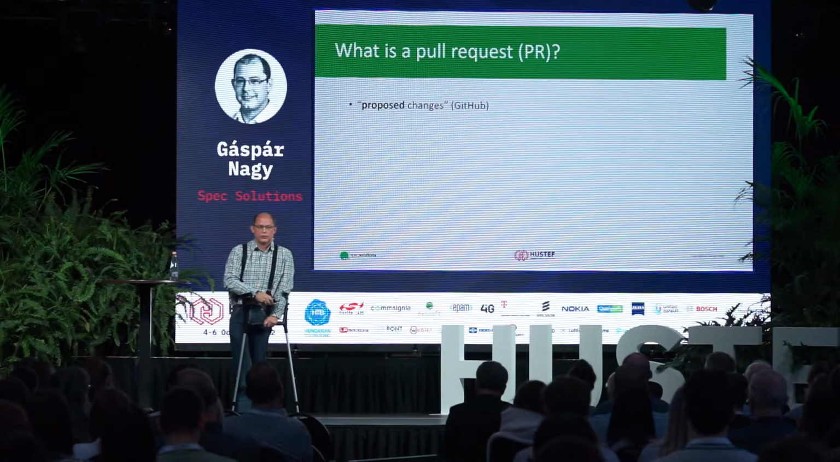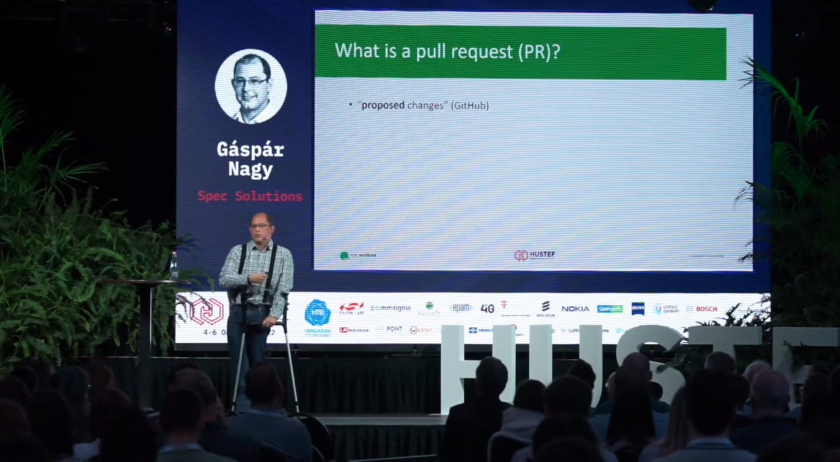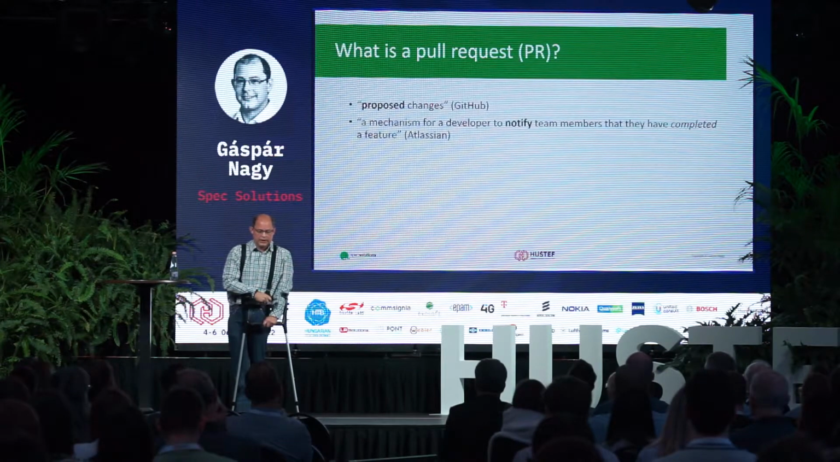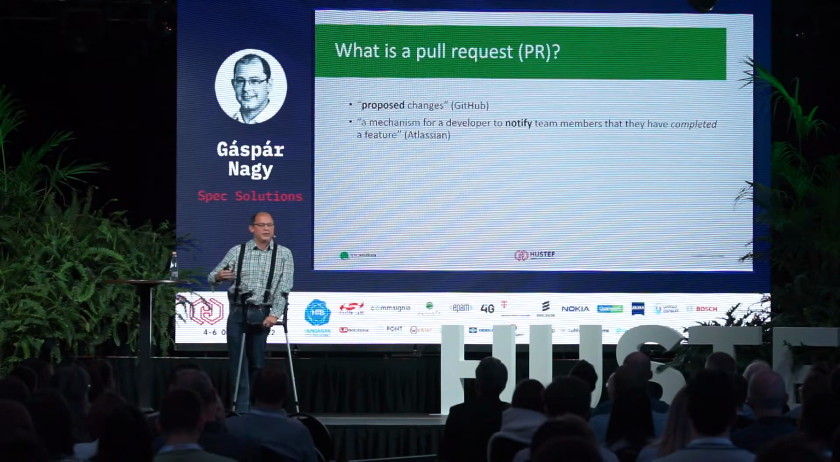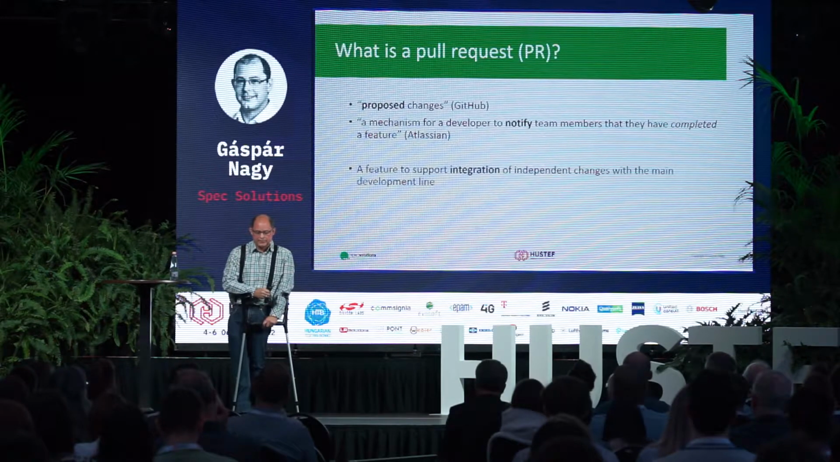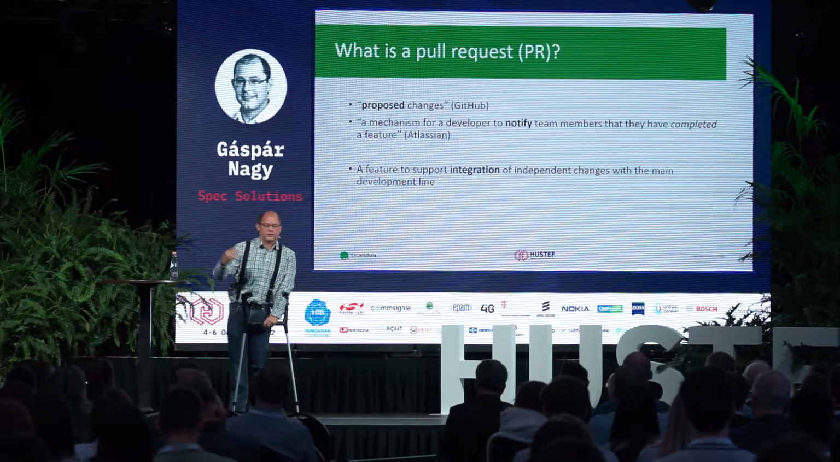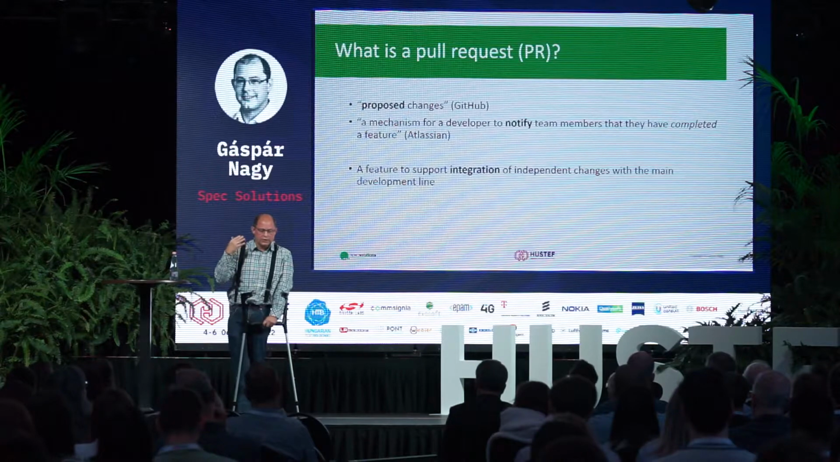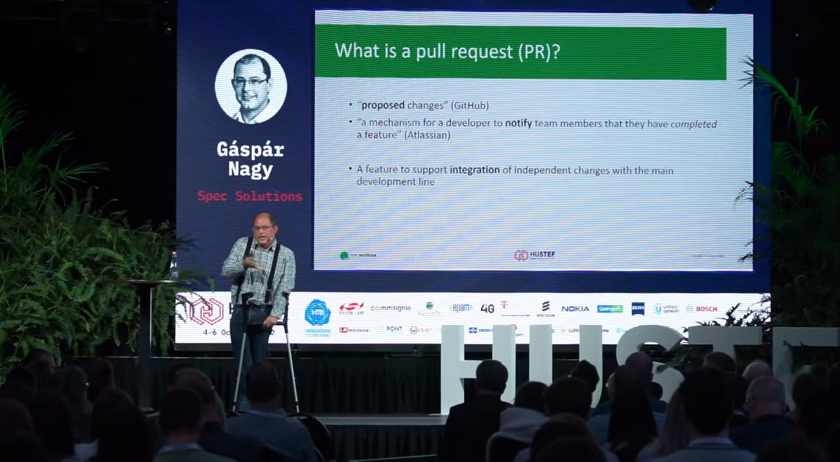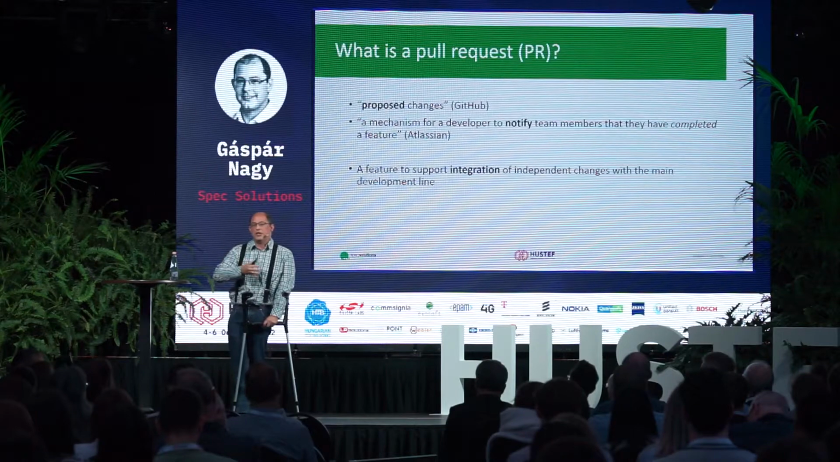I was just taking some quotes from the different sites. GitHub mentions, among many other things, that a pull request is a proposed change. In Atlassian, you can say that this is a kind of mechanism for the developer to notify the other team members that you have completed something, completed a feature. So it's a kind of notification or a proposed change. In simple words, we can maybe say that a pull request is a feature of GitHub or the other tools that is supporting the integration of independent changes with the main development line.